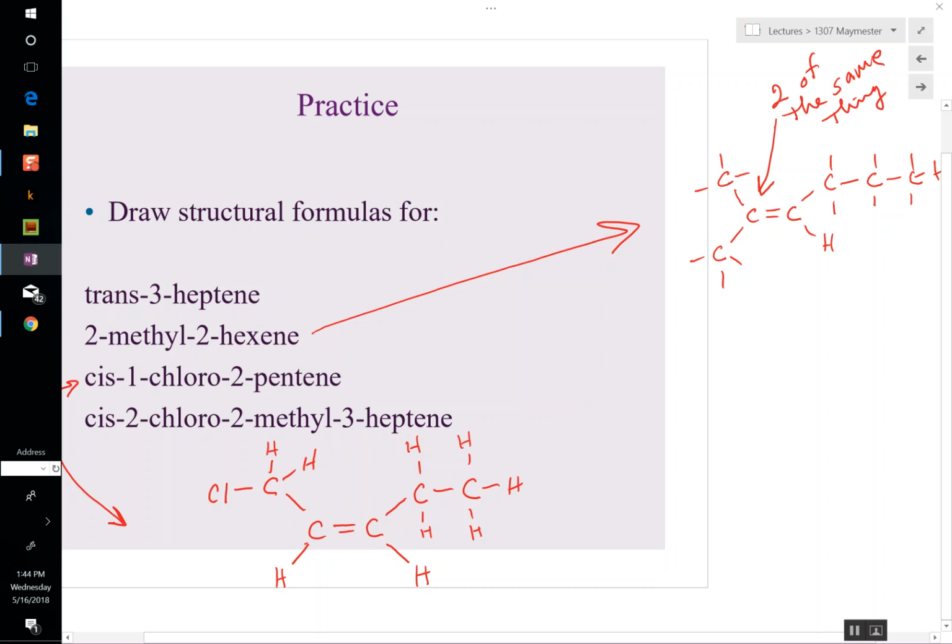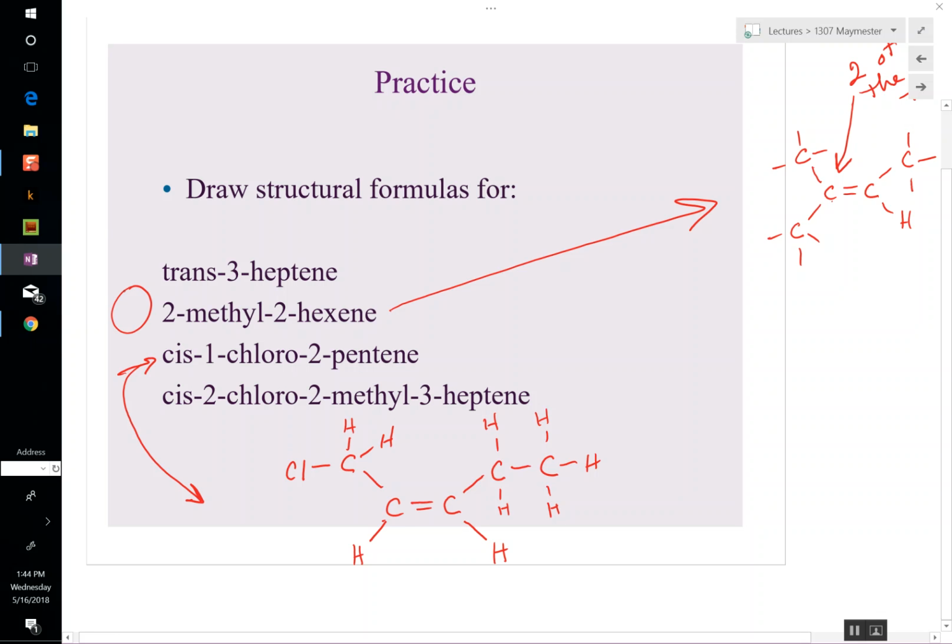So for the 2-hexene, we're going to have a CH3, and then we're going to get to the double bond. That's the number 2, 3, 4, 5, 6. But there's also a methyl on carbon number 2. So that puts 2 groups on carbon number 2 that are the same, and it ends up without having cis or trans in the name. This one, there's nothing here. It's not cis or trans. Doesn't need to be.